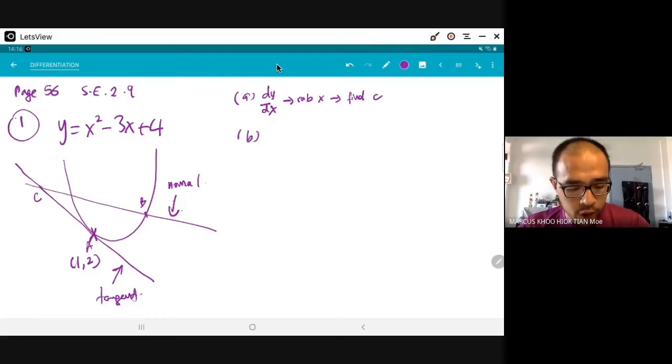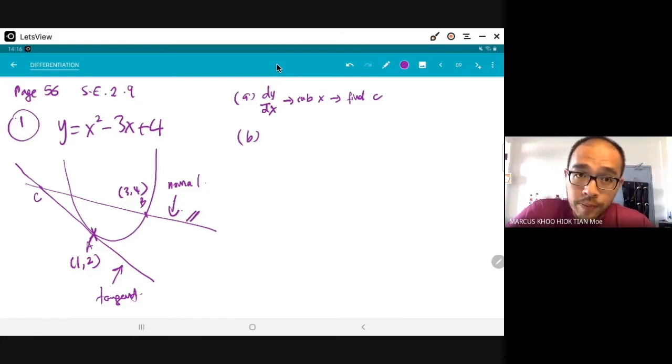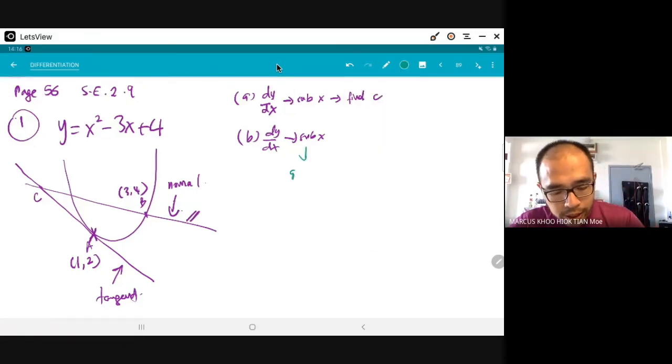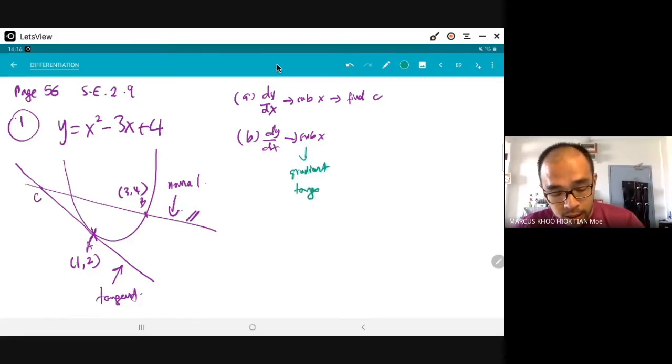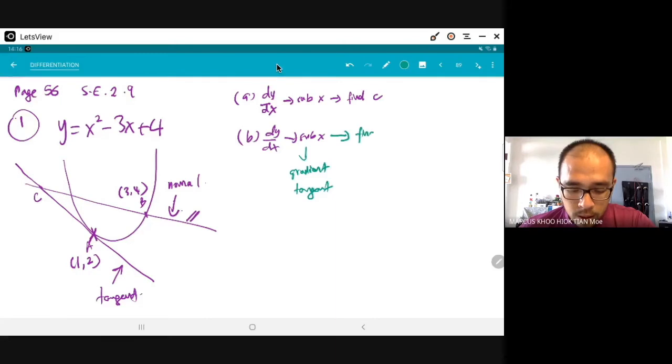How about the equation of the normal? Normal is, this is 3 and 4. How can I find the equation of the normal? Same thing, we differentiate, and we sub the x. But when we sub the x, what will we get? Are we getting the gradient of the normal or the tangent? Tangent. We are getting the gradient of the tangent. But since they want us to find the normal, we have to find the gradient of the normal. Then you find C and so on and so forth.